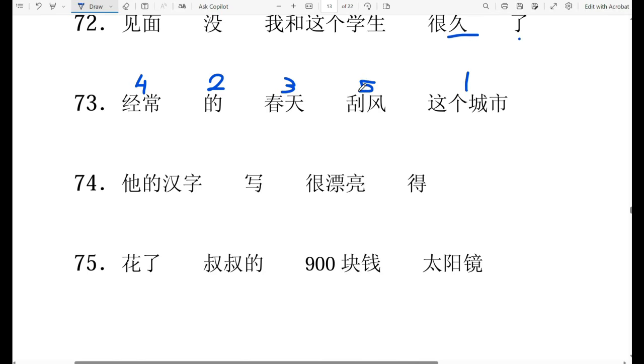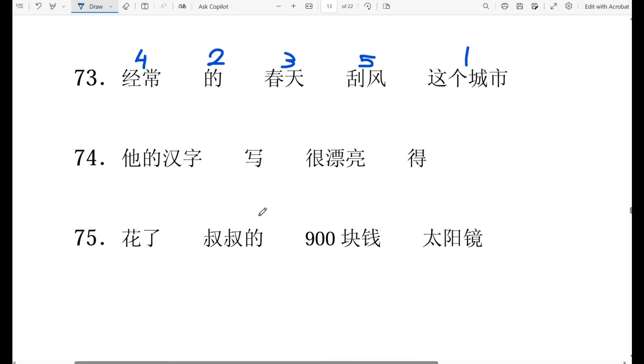So as you see, it is all about recognizing potential subjects and verbs and eventual adverbs or other parts of the sentence that you might find. Let's go on. 他的汉字. Here they already paired two components of the sentence for us. 他的汉字, his characters. 写, which is a verb. 很漂亮, very beautiful. 的. Again, the key here is to know what grammatical function this 的 has.